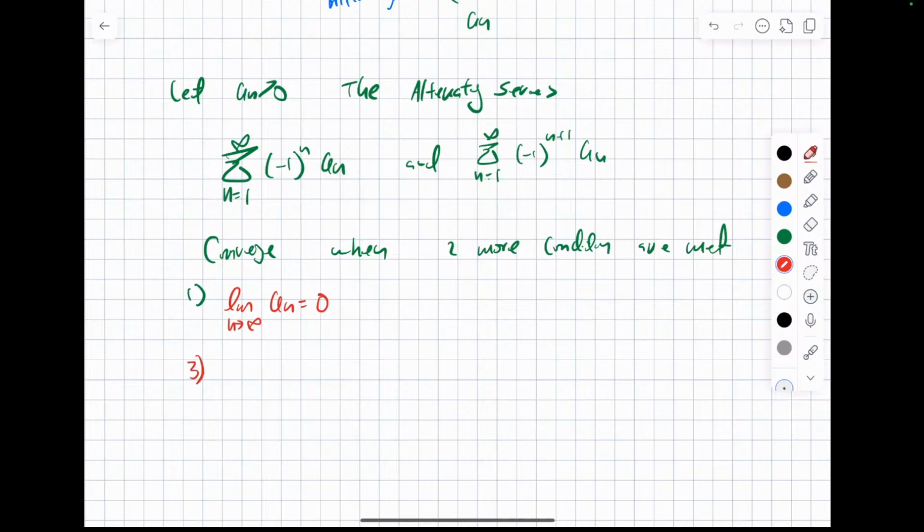So the third condition is basically this: a sub n plus 1 is less than or equal to a sub n for all n. What does that mean? What's a good way to say this? What is a layman's term for this? Decreasing. Thank you. It sounds familiar, right? So if it's decreasing and the limit of a sub n approaches 0, guess what? This series converges without question. Fairly easy, right?